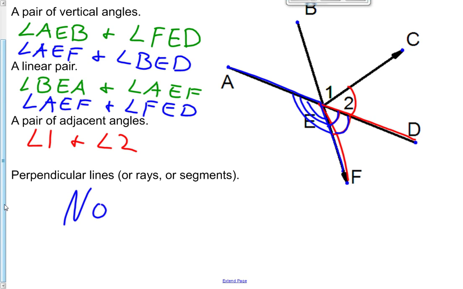I hope this video made sense to you. Lots of terms: linear pair, adjacent angles, complementary angles, supplementary angles, vertical angles. Be sure to let me know if you have any questions on this when you get to class tomorrow.